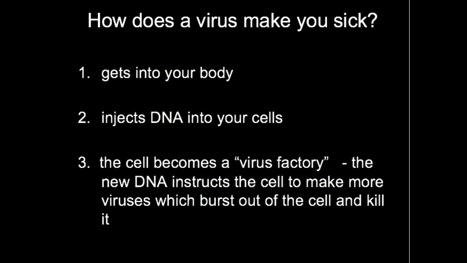So how does a virus make you sick? Well, it gets into your body. Many times it gets into your body through your orifices. So a cut in your skin, your eyes, your nose, your mouth, those are all places it can get in. And then what it does is it injects into a cell. So your cells become this virus factory. And the new DNA instructs the cell to make more viruses, which then burst out of the cell and kill it. So it's really strange how it works.